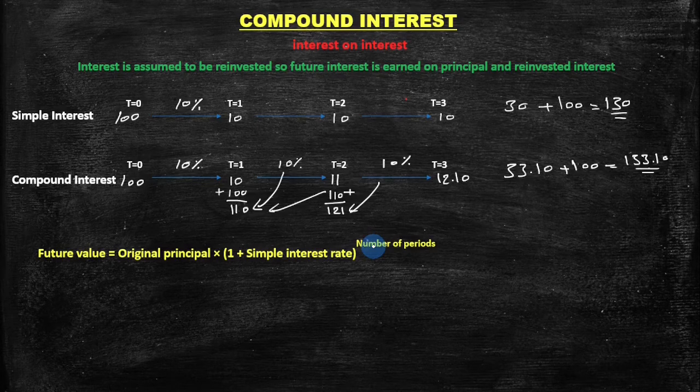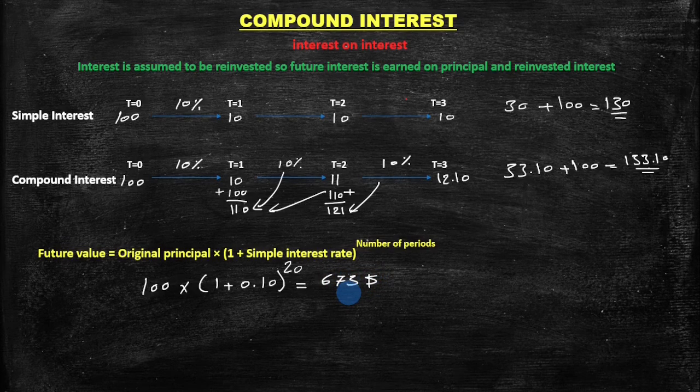So let's use our formula and calculate what will happen to our money after, let's say, 20 years. Our original principal, let's go with 100, multiplied by 1 plus simple interest rate, 10%, 0.10 the decimal way. Number of periods, we wanted to calculate for 20 years, so the power term will be 20. That would equal $673.